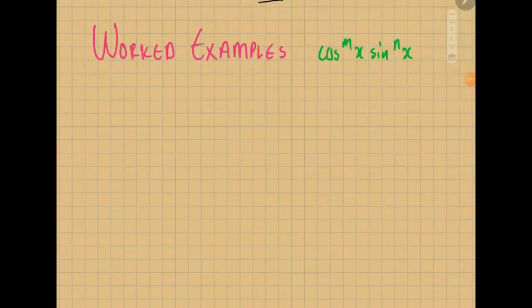We're looking at two more examples for cos to the mx, sine to the nx. But we want to look at the two examples that qualify for where we say both are even. In other words, there's nothing odd there on the powers.